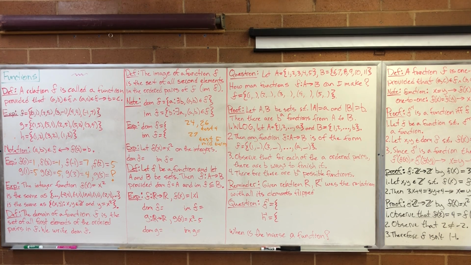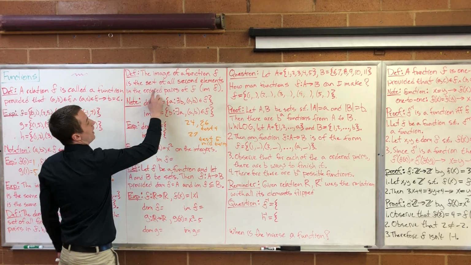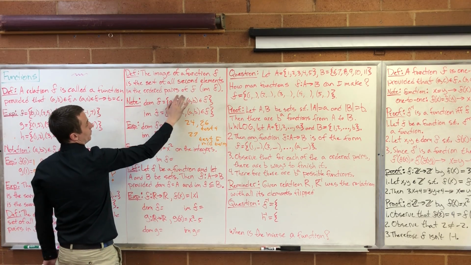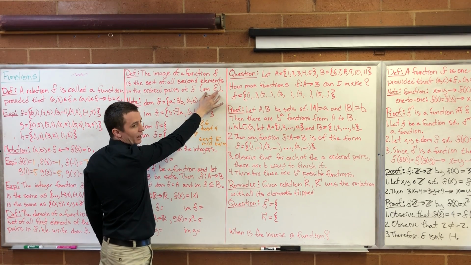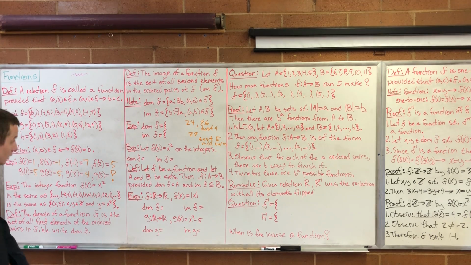The domain of a function f is the set of all first elements of the ordered pairs in f. So we take the set with 0, 2, 3, 4, and -1, and we write it as dom f. That's how we write the domain of f. Similarly, the image of a function f is the set of all second elements in the ordered pairs of f, and we write it as im f.